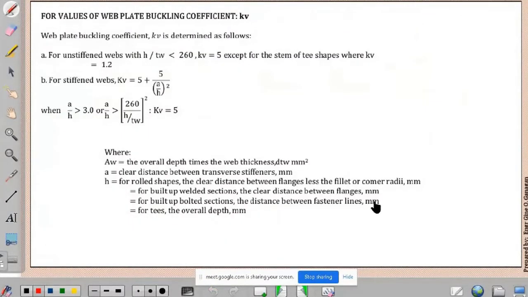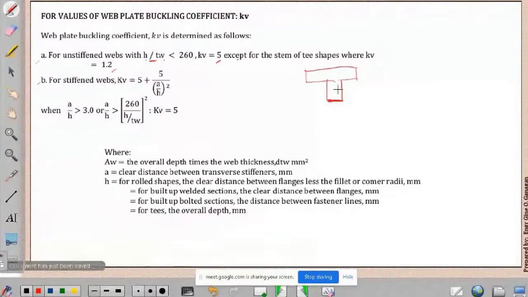Okay, so we have here the value of Kv. So, meron tayong dalawa dito for the value of Kv. So for unstiffened web, pag maalala nyo pa, yung stiffened and unstiffened web. So for unstiffened web, pag ang width thickness ratio daw natin, yung h over tw is less than 260, ang Kv natin is 5. Except, meron tayong condition dito, except for the stem of T-shapes where Kv is equal to 1.0. Okay?